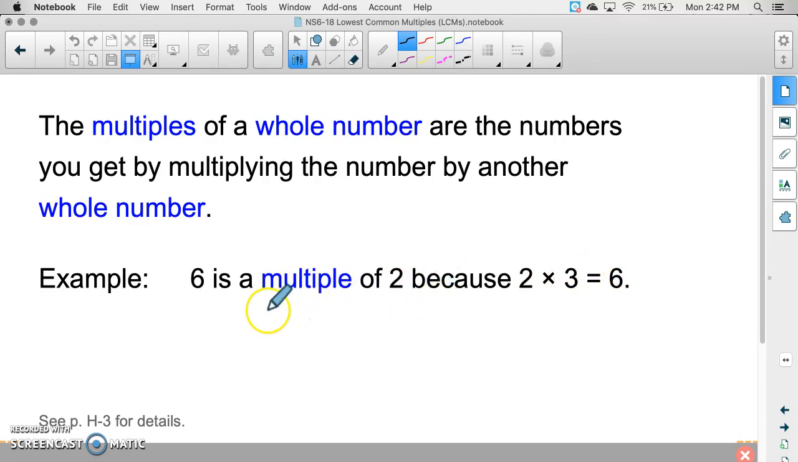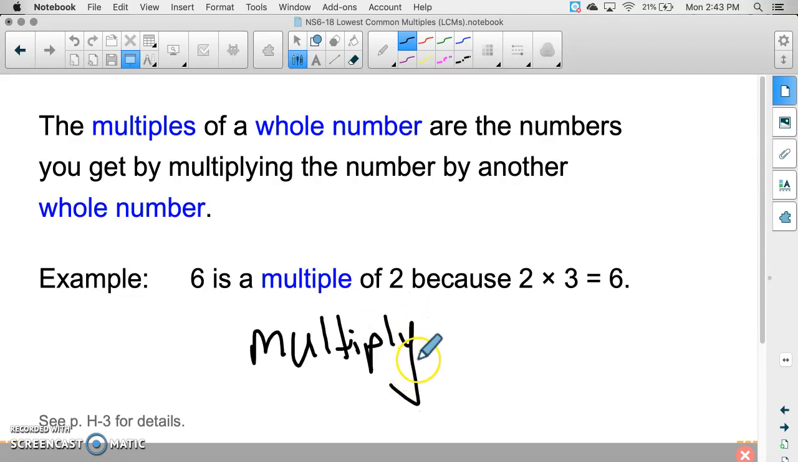The word multiple and multiply are very similar, although they differ by one last letter. So the difference is that multiple ends with an E, multiply ends with a Y. This makes it easy to remember what a multiple is. Remembering a multiple, you can get a multiple of a number by multiplying that number by any other whole number.